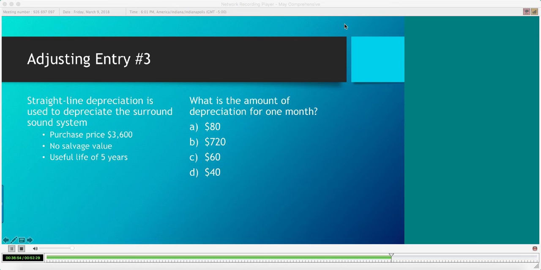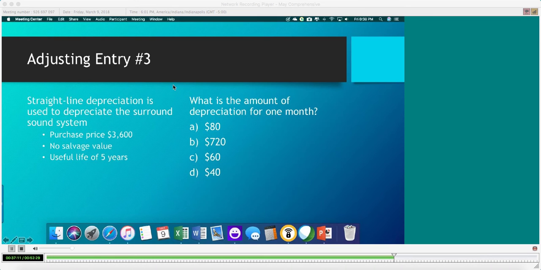So we purchased a surround sound system. It's like the second transaction we do for the month of May. $3,600, no salvage value, useful life of 5 years. What is our adjusting entry going to be for?